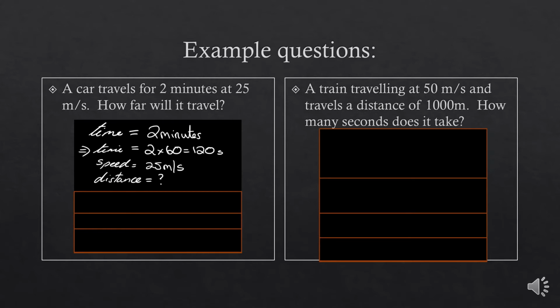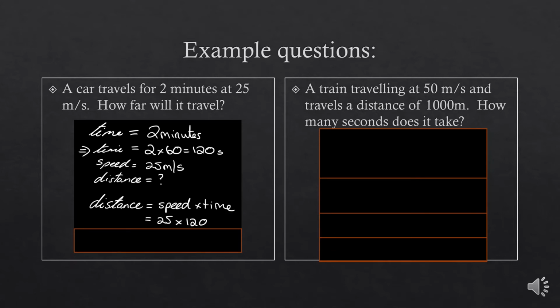The speed is 25 meters per second. So now I work out the distance. So the first thing I do is I write down the equation using my triangle from the previous slides. I then put the numbers in that I've written down for the question, making sure I'm using the correct units. And now I times the two numbers together, and I get the answer 3000, and I make sure I include the unit m. We always measure the distance in meters.